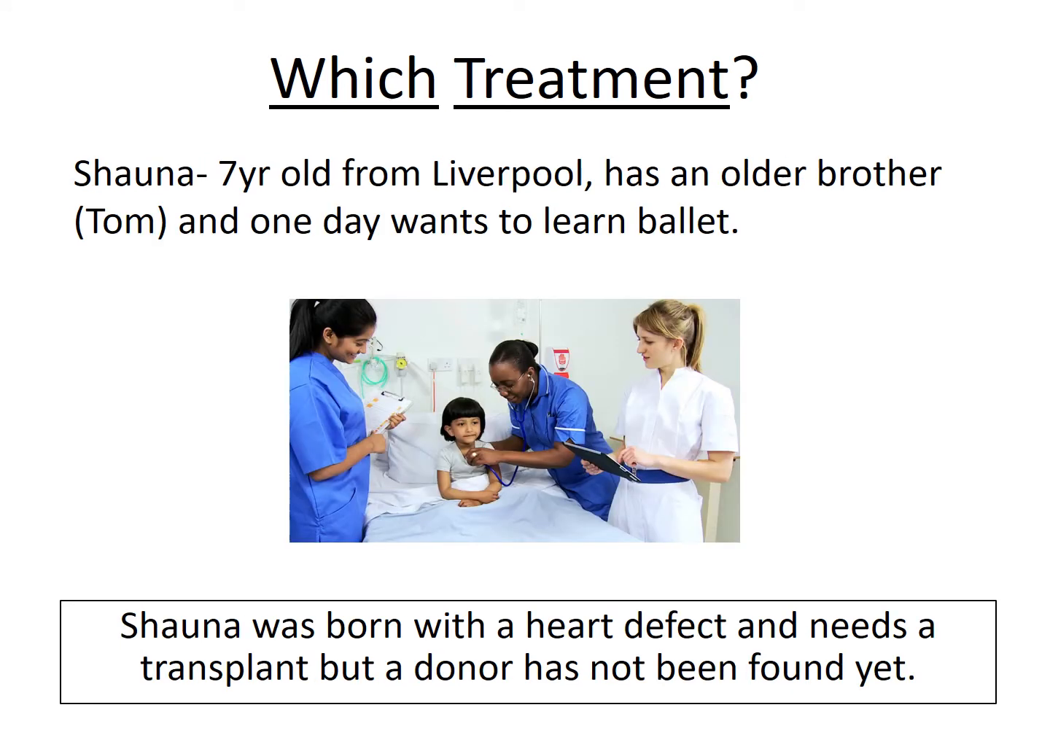Right, next we've got Shana, who is a 7-year-old from Liverpool, has an older brother, and one day wants to learn ballet. Shana, though, was born with a heart defect and needs a transplant, but a donor has not been found yet. So what would you think would be the best treatment and why?